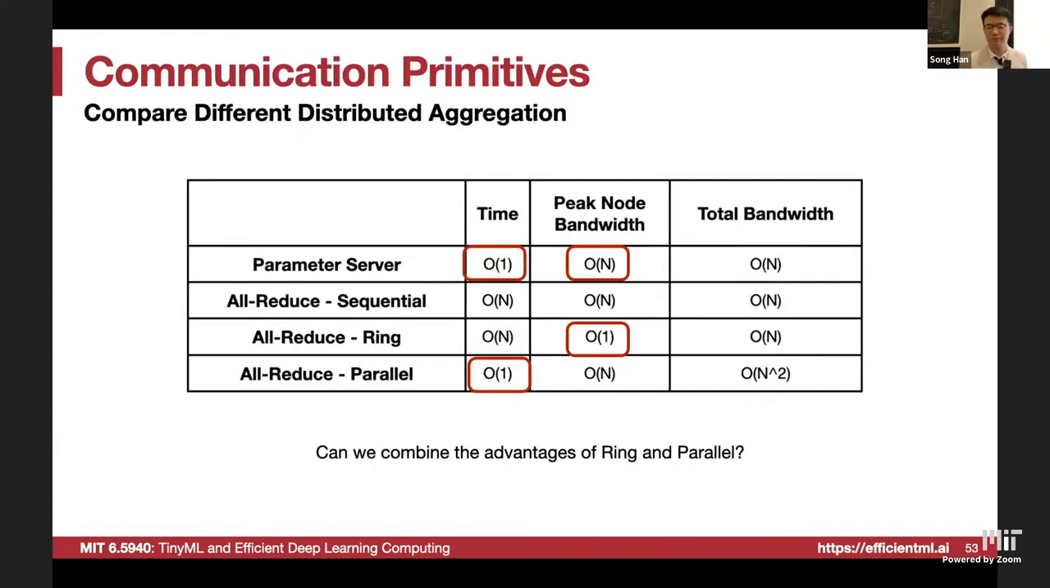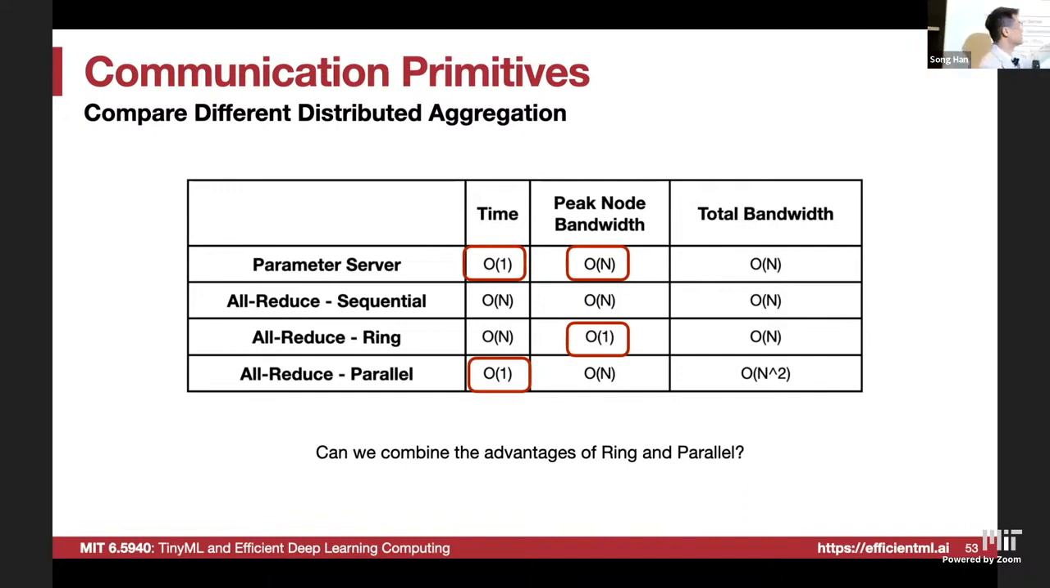So this is a comparison among different distributed aggregation methods using a parameter server. The time is O(1), but unfortunately, the peak node bandwidth is O(n) due to the centralized parameter server, which is not quite scalable. And total bandwidth is O(n) because every node has to talk to the parameter server, and there are n such nodes. All reduce, if you do it sequentially versus in parallel, they're different.